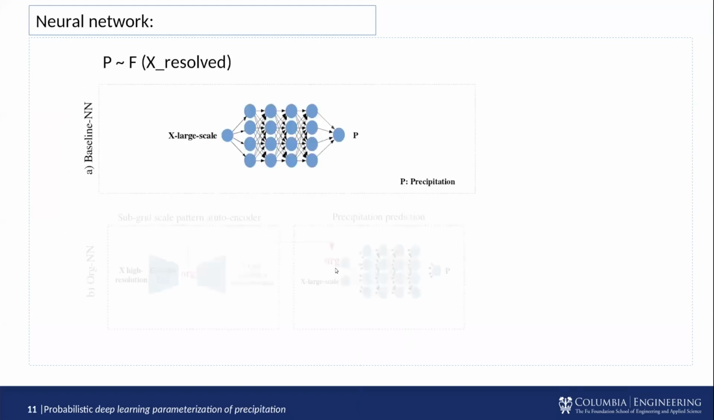Okay, so for the first question, I'm going to use a simple neural network. It's a fully connected feed-forward neural network that takes larger scale variables as input and predicts precipitation. And the loss function is a mean square error. I'm going to talk about larger scale variables in a few slides, but here is my parameterization again. And now what I'm going to do is replace this F with my neural network.